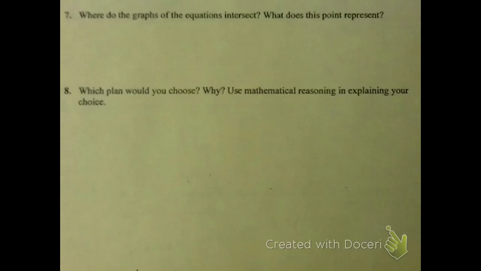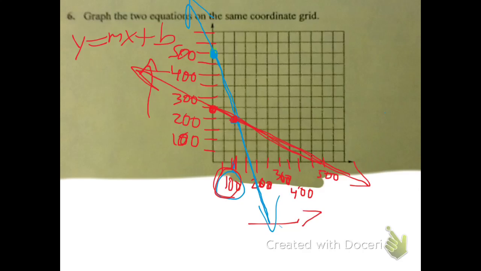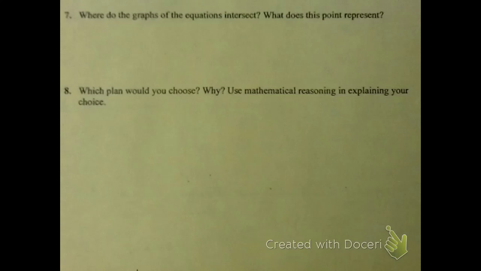Where do these two graphs intersect? What does this point represent? Well, they intersect, it looks like right here, which is the point. Remember, points have 2 parts. The x part, which in this case is 100, and the y part, which is 200. So this is going to intersect at 100, comma, 200. Ta-da! And remember, this is cents, by the way.